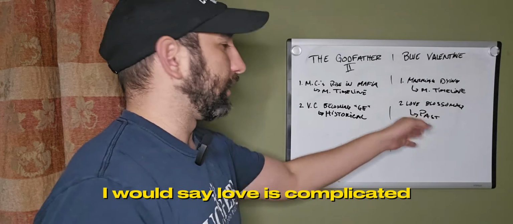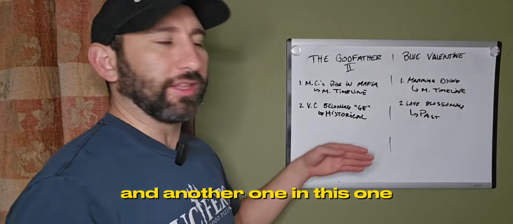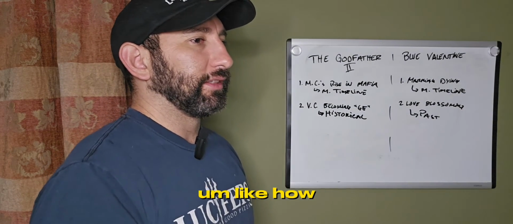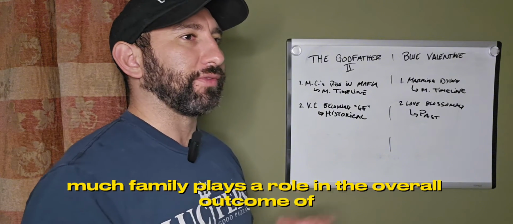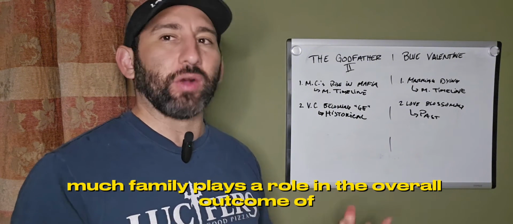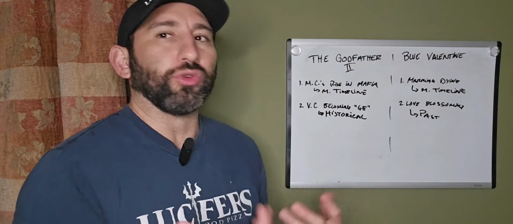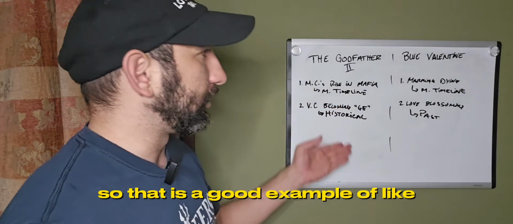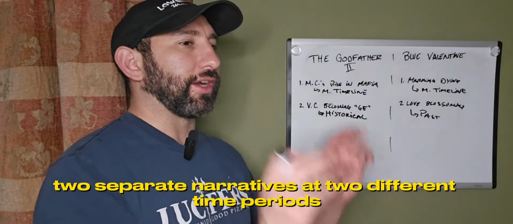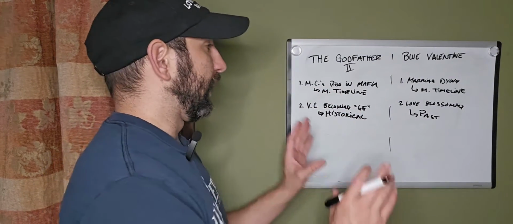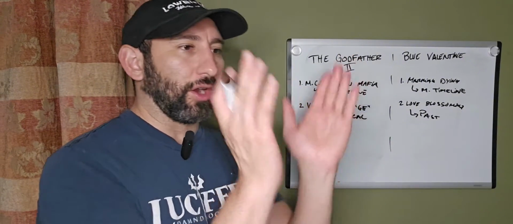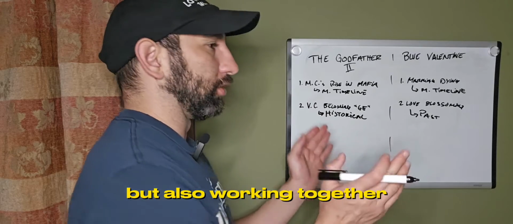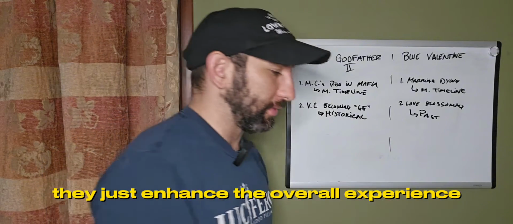With this one, I would say love is complicated, and in this other one, the message you get is how much family plays a role in the overall outcome of who you want to be and who you are. So that is a good example of two separate narratives at two different time periods, and how they are isolated and relying on themselves, but also working together. They just enhance the overall experience.